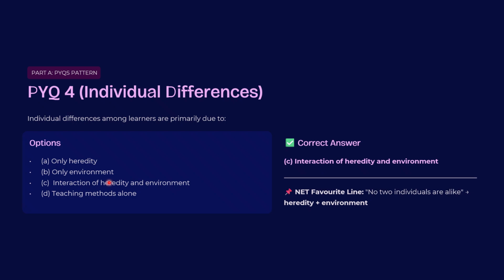Next is teaching methods alone, option D. Teaching methods certainly affect learning, but they are only one environmental factor. Even if all students are taught using the same teaching methods, they perform differently because every learner has different intelligence, aptitude, motivation, interest, and background. Therefore, teaching method alone cannot explain individual differences.